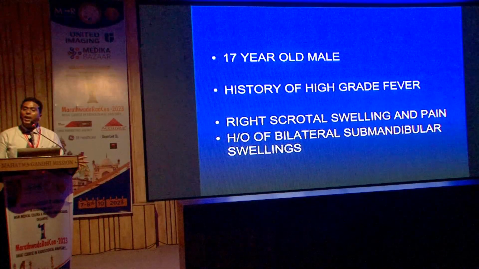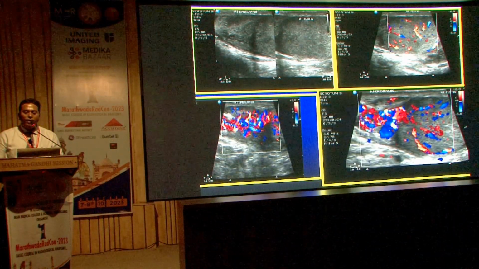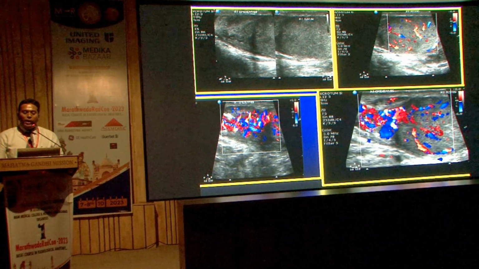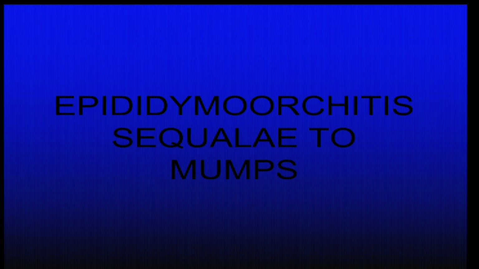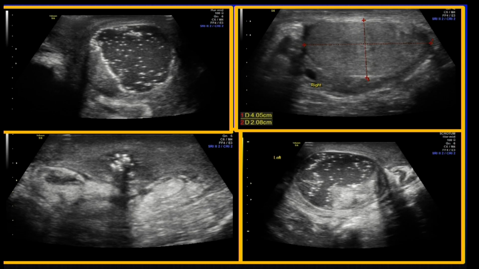This guy with submandibular swelling, high-grade pain and fever, the testes showed epididymo-orchitis, but out of interest when we saw his parotids were normal, the submandibulars were enlarged and inflamed, and putting two and two together we gave it as epididymo-orchitis sequelae to mumps. So mumps can always cause epididymo-orchitis, and that should be remembered in mind.